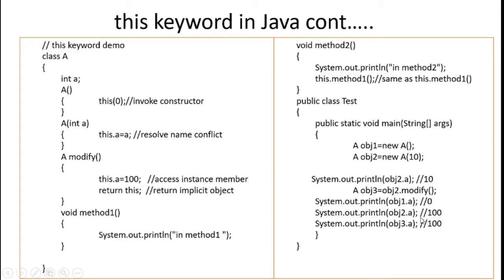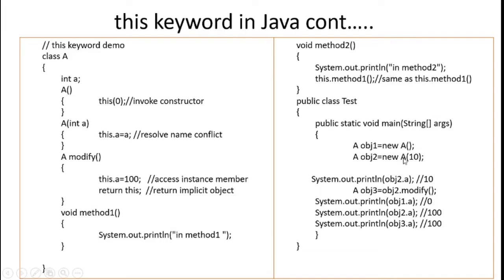Now why is it 100 using object 2? Because whenever we display object 2 dot a, actually object 2, whenever it is created, has value 10, but later on in the modify method it is modified to 100.